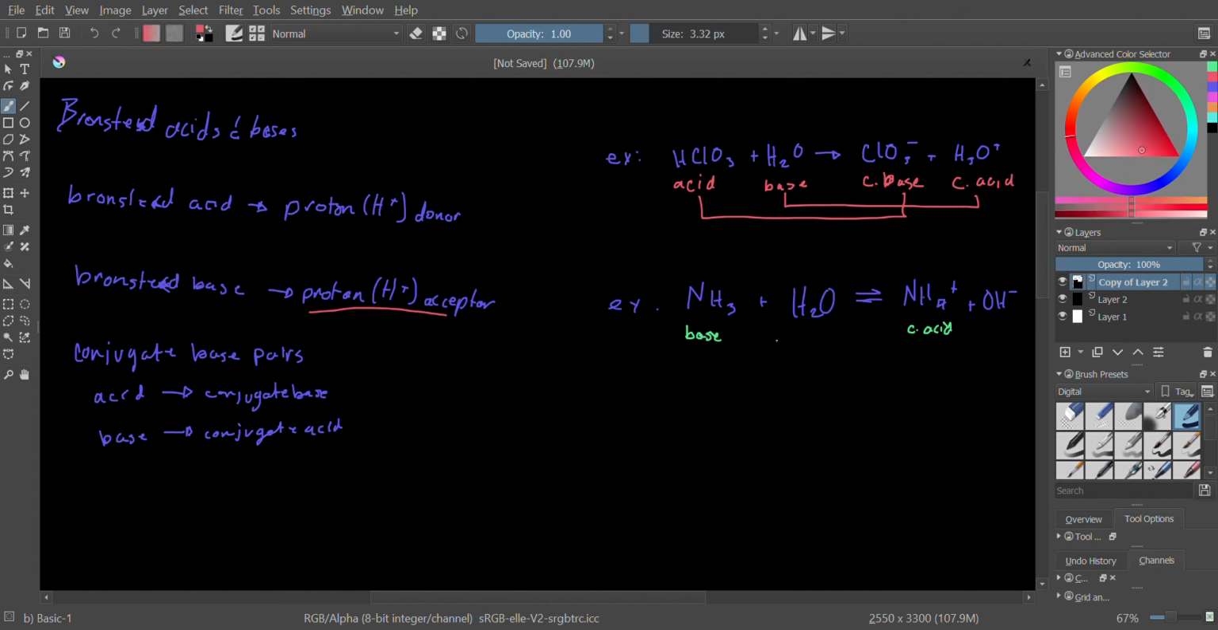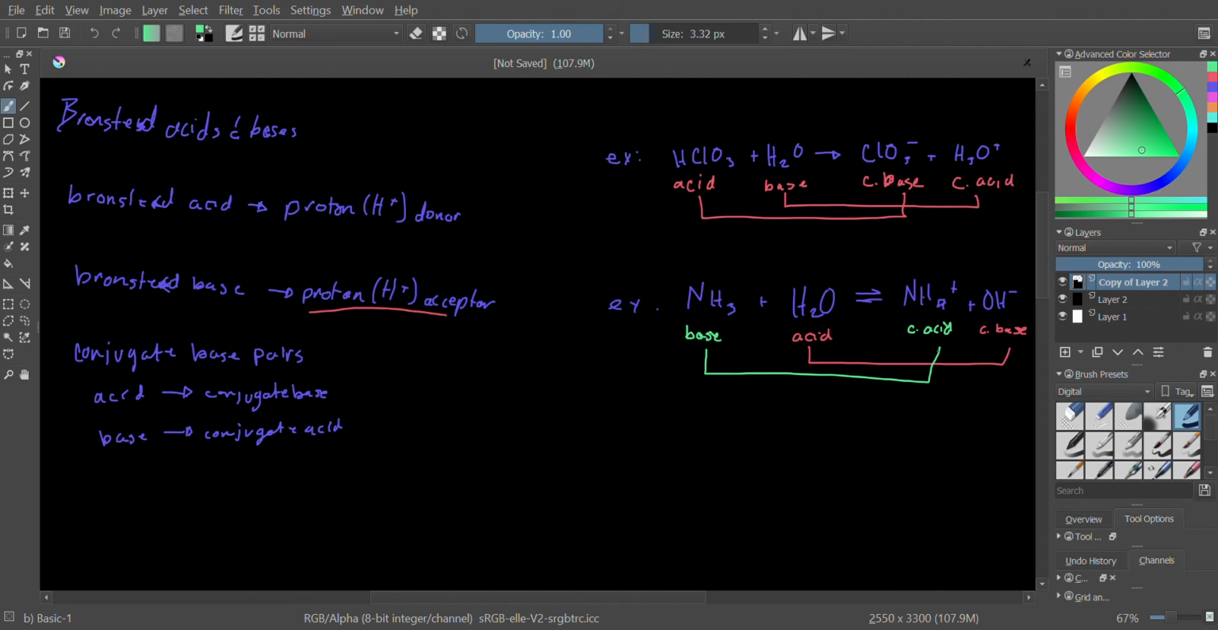So then looking at the water, we can see that it lost an H. So since it's losing the H, it becomes our proton donor. So this is our acid and this is our conjugate base. These go together and these go together.